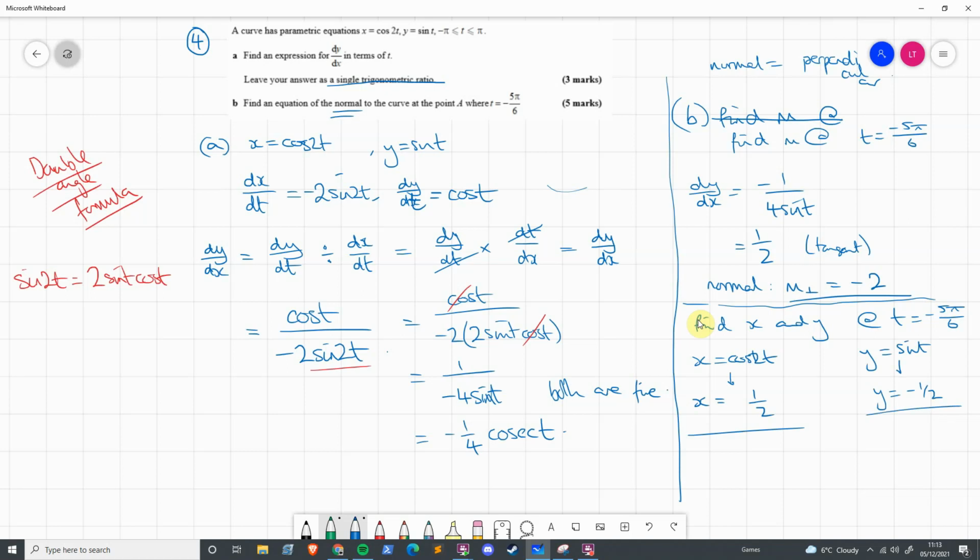So now we can do y minus y1. So y plus a half equals m times x minus a half. Got that written there. So y equals minus 2x plus 1 minus a half. So I've just expanded the bracket, then took away the half. There you go, y equals minus 2x plus a half. So we get something out of that.